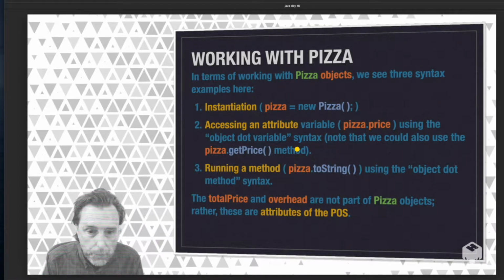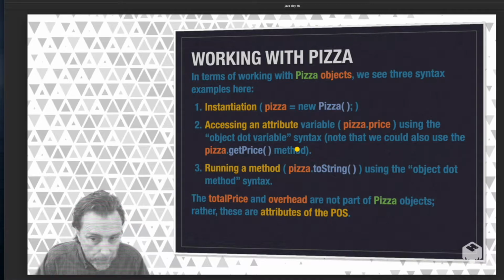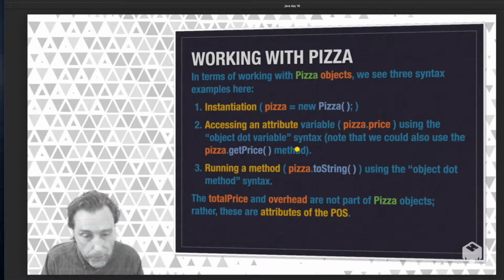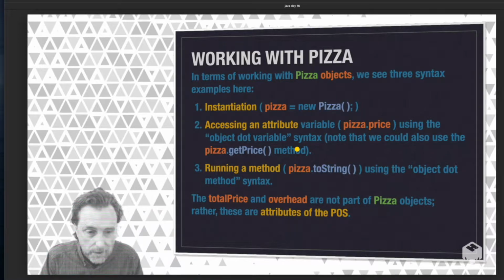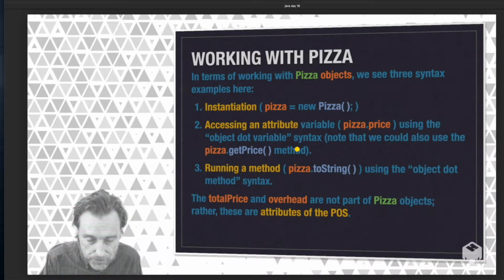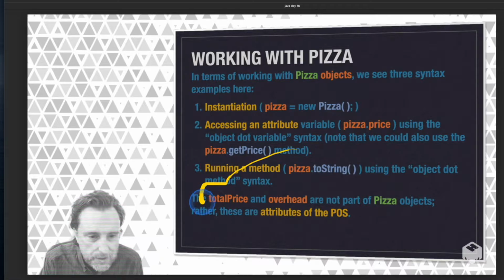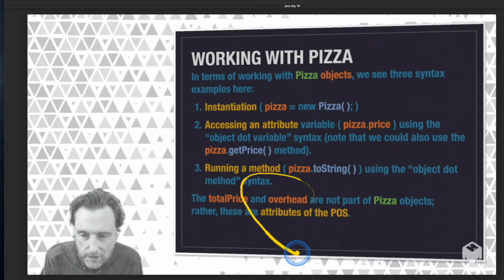Note the total price and overhead are not part of pizza objects. They're attributes of the point of sale, which is where they make sense. It would not make sense for individual pizzas to store the total price of the order. That is a variable or attribute related to orders, not to pizzas, so that's why these are located where they are.